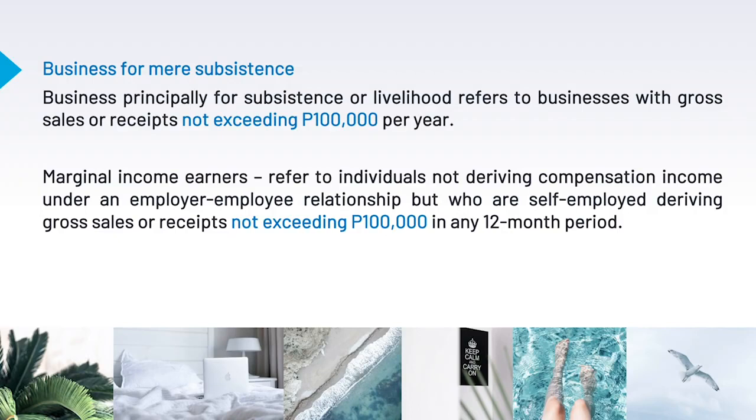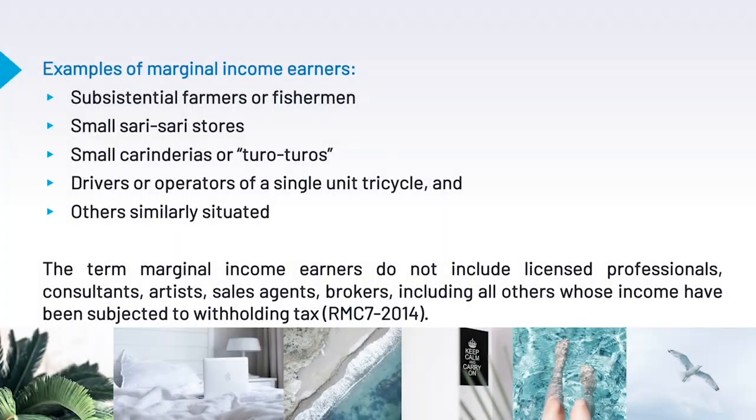So, may ginatawag makita ang marginal income earners refer to individual na derived compensation income under an employer-employee relationship but who are self-employed deriving gross sales or receipts not exceeding 100,000 in any 12-month period. Okay? So, usually mga self-employed din sila, pero ang ilang income wala ga-exceed sa 100,000 in 12-month period. Ano example na to sa marginal income earners? Naman siyang subsistential farmers or fishermen, small sari-sari stores, small carinderias or turo-turo, drivers or operators of a single unit tricycle, and others similarly situated.